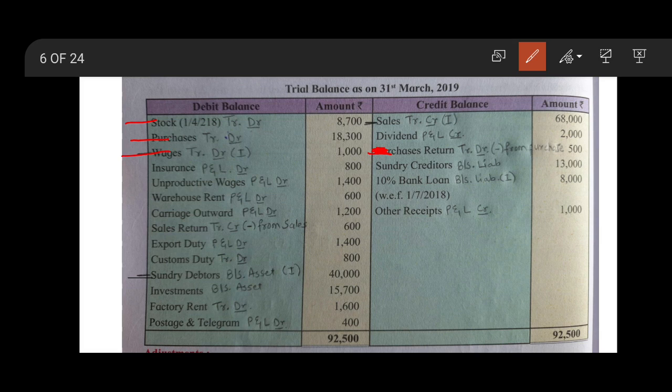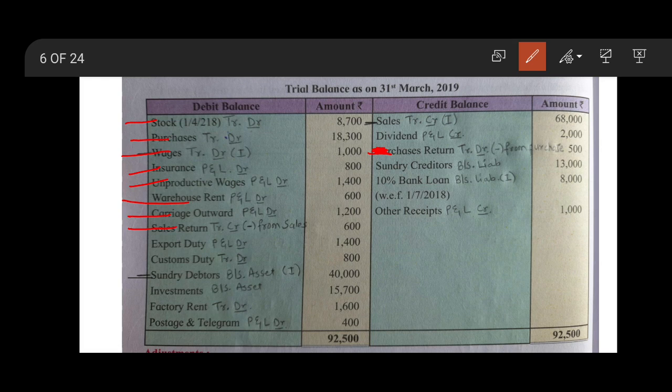The next is wages, trading account, debit side in the inner column as it carries an adjustment. Insurance, profit and loss account, debit side. Unproductive wages. Unproductive wages are the wages paid for the work done by the workers that does not increase the production capacity. These are indirect expenses, thus these are debited to profit and loss account. Next is warehouse rent, profit and loss account, debit. Carriage outward, profit and loss account, debit.